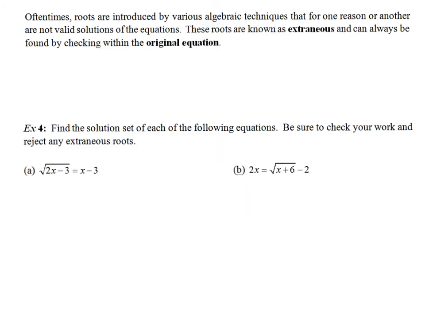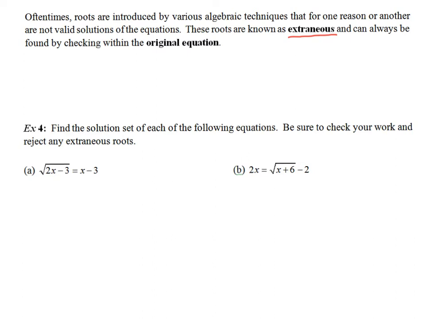So this next paragraph talks about what we just found out. Oftentimes, roots are introduced by various algebraic techniques. In this case, when we square both sides of the equation, that for one reason or another are not valid solutions of the original equation. These roots are known as extraneous roots. If you've got your highlighter, please highlight that in your notes. And can always be found by checking with the original equation. So when roots don't work in the original equation, we're going to reject those roots.